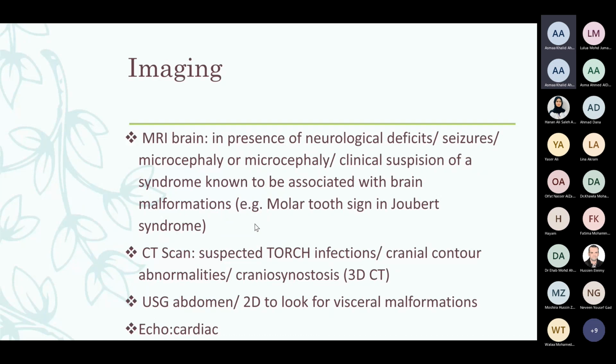MRI brain, you have to go for it if there is a sign of microcephaly or macrocephaly and there is clinical suspicion of a syndrome that might be associated with brain anomalies. If you doubt that it could be associated, you can also go for MRI brain. You can do CT, which will help you, especially in TORCH, where there is calcification, and suture closure. Ultrasound abdomen can also look for other associated anomalies, and echo is important also. You are looking for a certain collection of anomalies.